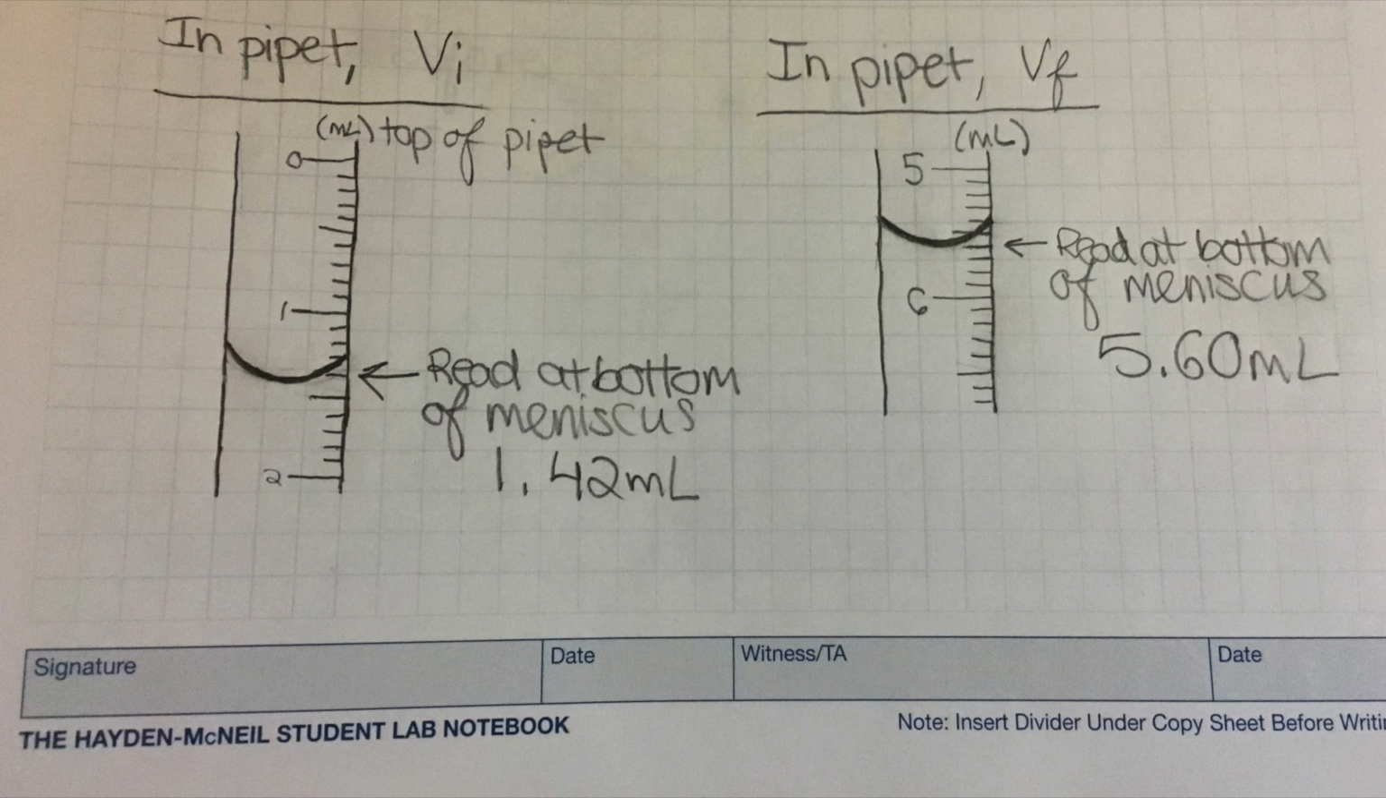When determining the initial and final volumes of the 20% stock solution in the pipette, it is important to read at eye level the bottom of the meniscus. The meniscus is the curve seen at the top of a liquid in a container, caused by the molecules of water being more attracted to the container than each other.